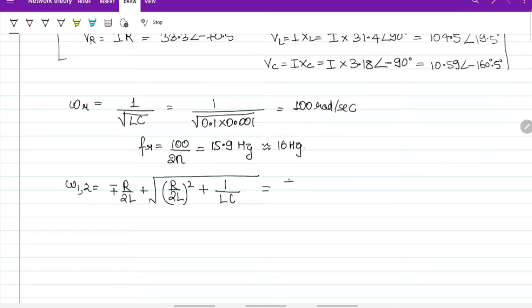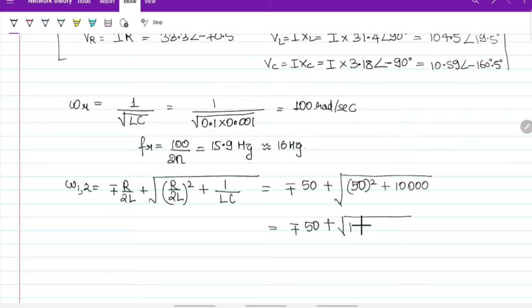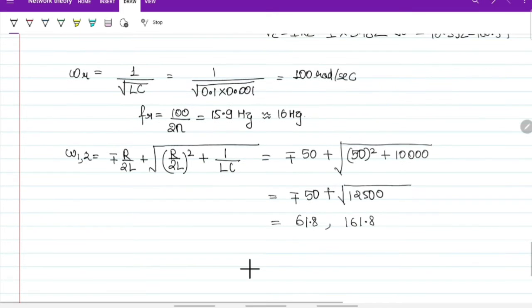Now just put the value of R, L, C. You will get minus plus R by 2L, which will give you minus plus 50 plus under root of 50 squared plus 10,000, so you will get minus plus 50 plus under root of 12,500. Okay, now what will be omega 1 and omega 2? I'll write the value: this will give you 61.8, and omega 2 will be 161.8. Okay, and what will be the value of F1 and F2?